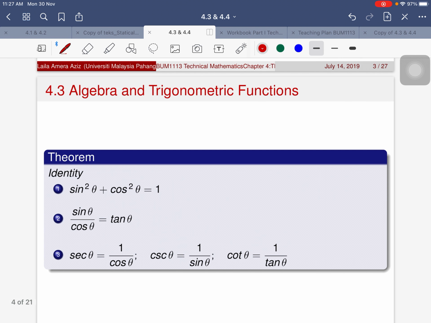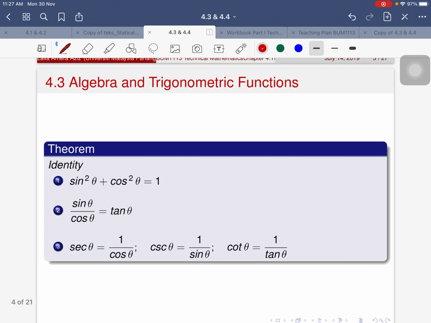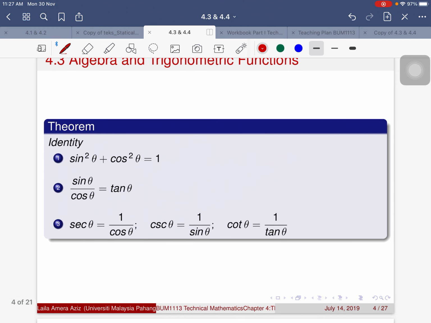Alright, so let's have a look at 4.3, algebra and trigonometric functions. As I mentioned just now, there are going to be identities that you're going to be applying in the problems, and these are going to be among those. The first one that you should be very familiar with, among the first identities that we learned the first time we saw trigo, is sine square theta plus cos square theta equals 1.